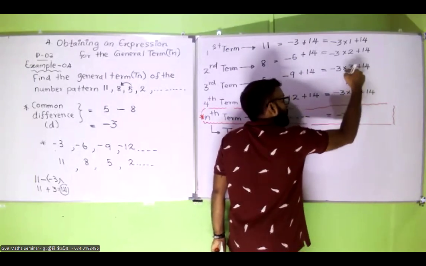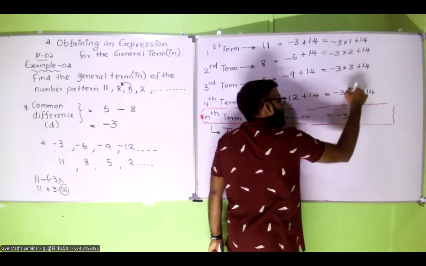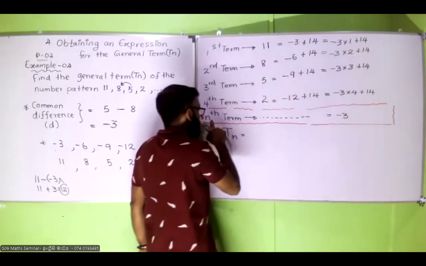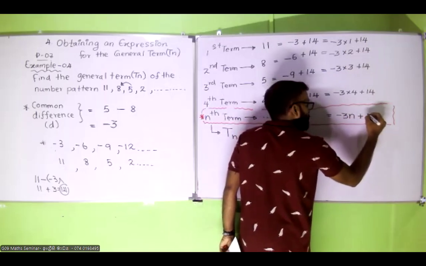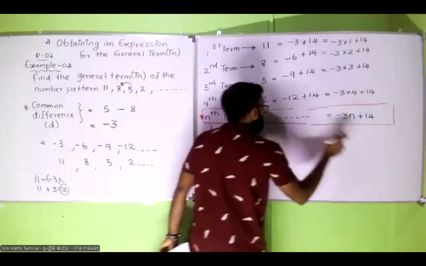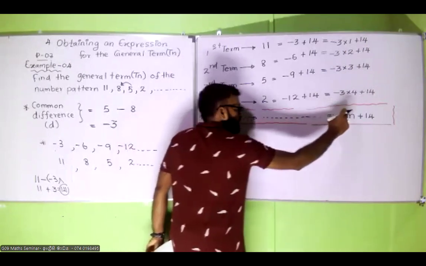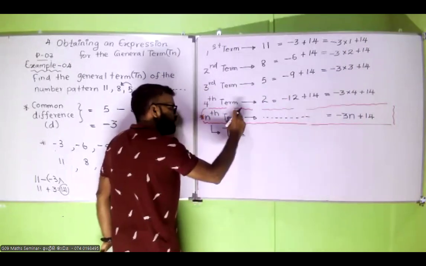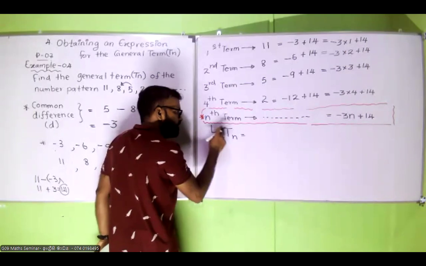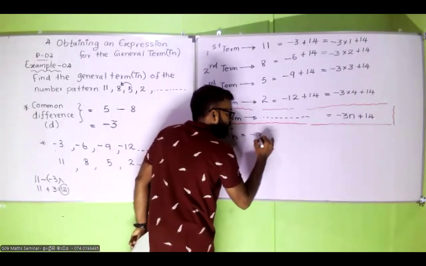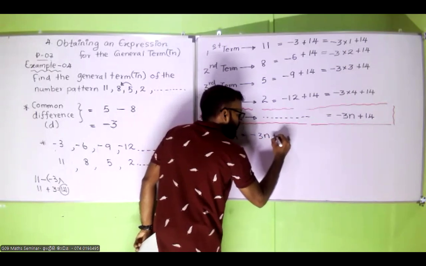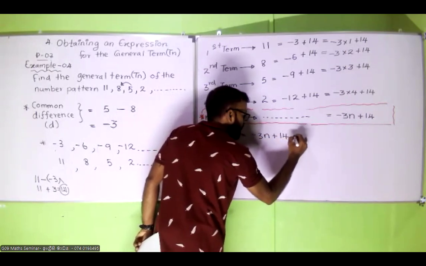This is the number that you are going to differ: 1, 2, 3, 4. If you want to find the nth term, you have to substitute n plus 40. So the nth term is this. The nth term is Tn. This is your general term. You can write it as 3n plus 40.